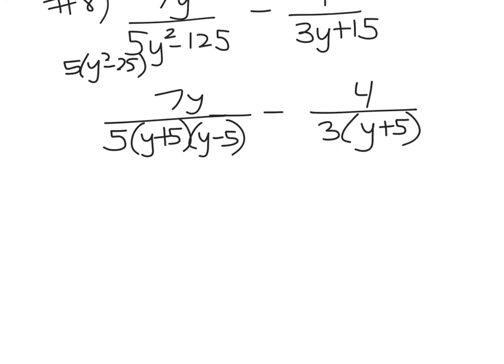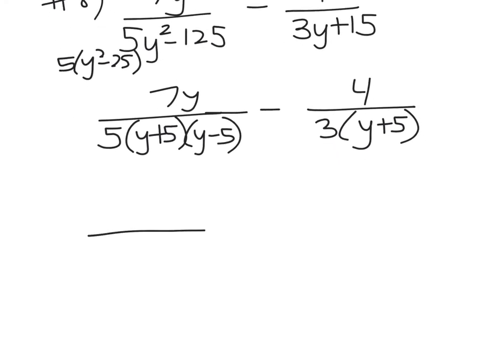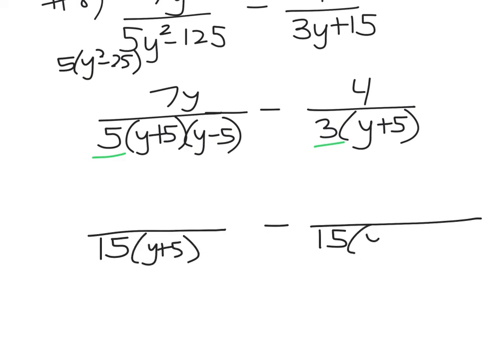Now, I need to get a common denominator between the two of them. So let's talk about this. Take a look at their numbers. I'm going to need a 5 and a 3. Yes, someone said it: 15. If I was trying to add a fraction that had 1/5 and 1/3, I would need a 15, right? Same thing here. What else do I need? I also need a y plus 5 and a y minus 5. Wow, this one's a lot, huh?